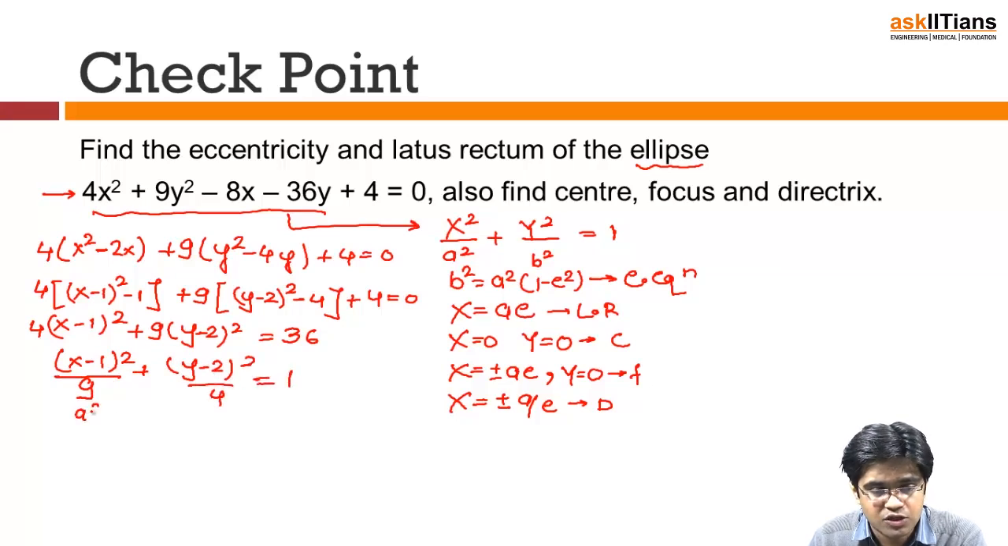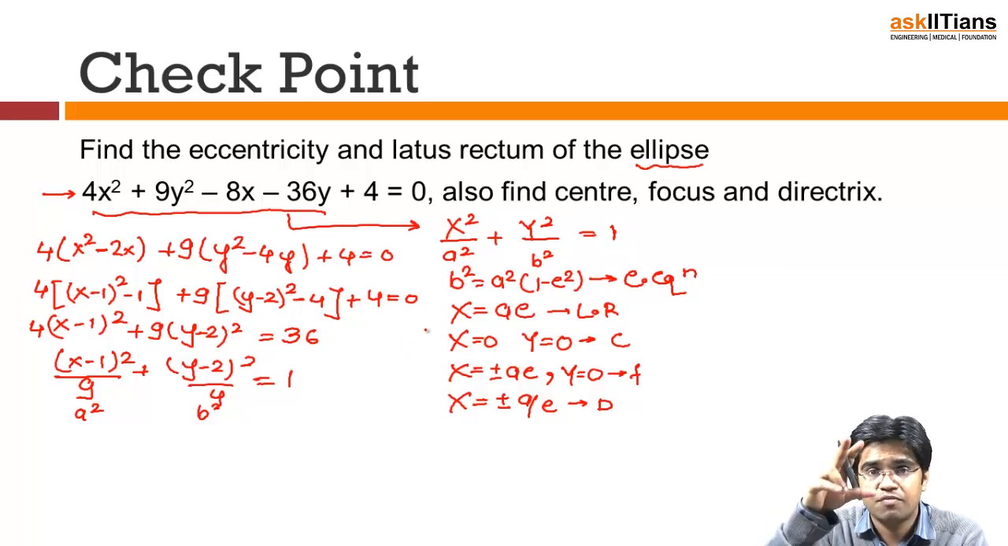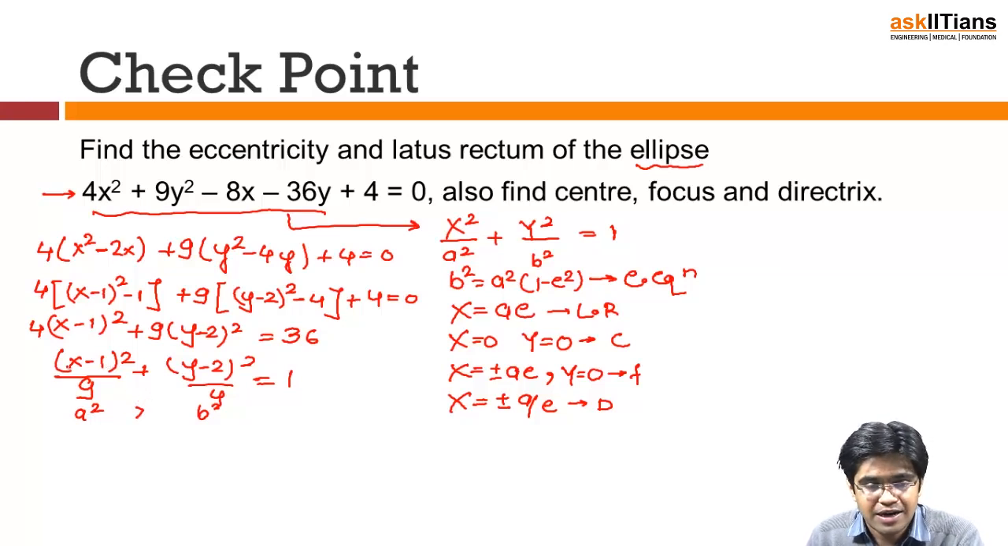So clearly this is a square, this is b square, and my a square is greater than b square. That means these formulas are valid. If b square had been greater than a square, then my ellipse would have changed its orientation, and its major axis would have been the y-axis. But because a square is greater than b square, my major axis is actually parallel to the x-axis. It's not the x-axis, it's parallel to the x-axis. Let x minus 1 be capital X and y minus 2 be capital Y. So that means I have got this equation.